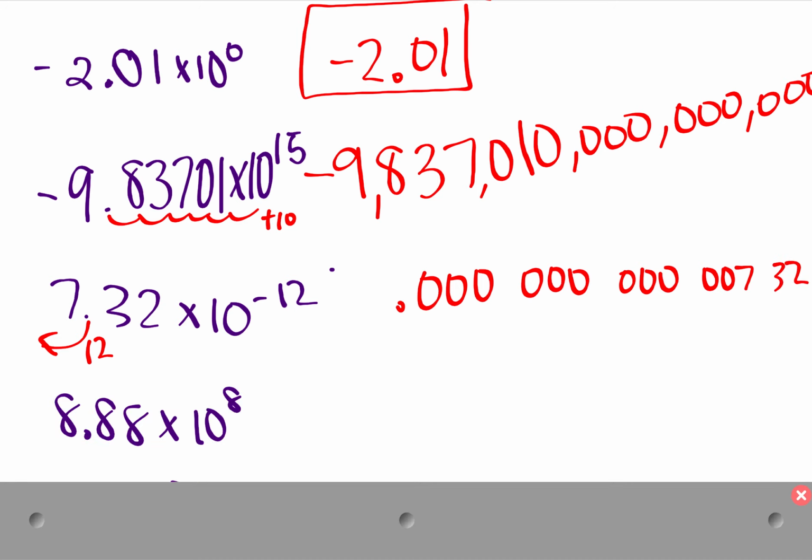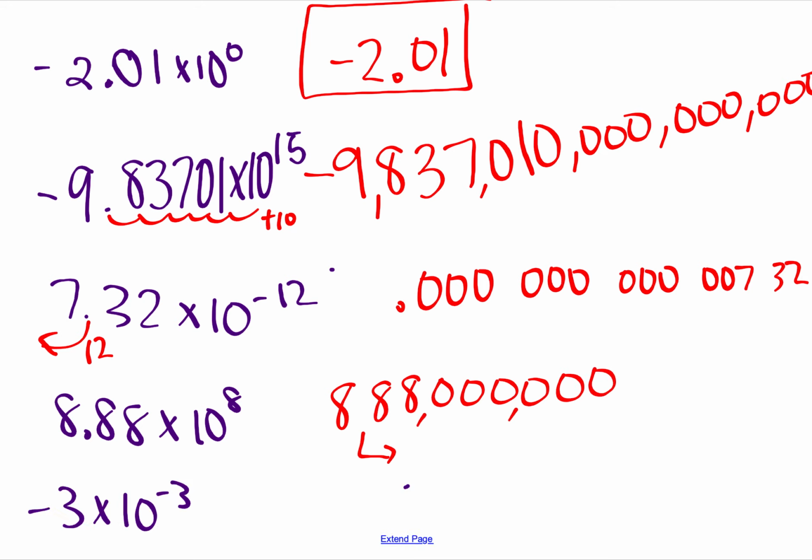All right, 8.88 times 10 to the 8. This is going to be an 8, 8, 8. We've got to go 8 places from here. So there's 1, 2, 3, 4, 5, 6, 7, 8. 888 million is the answer there.